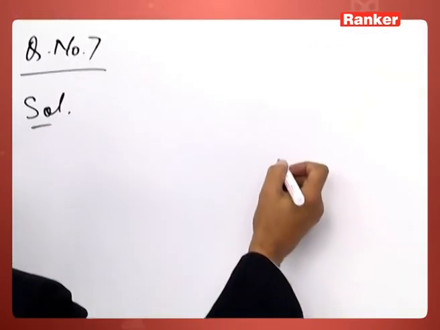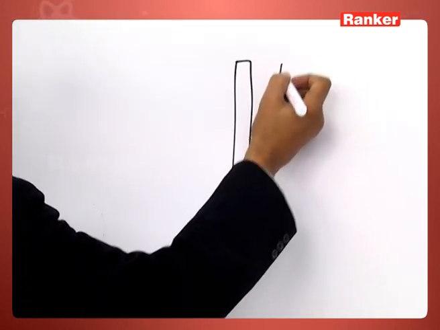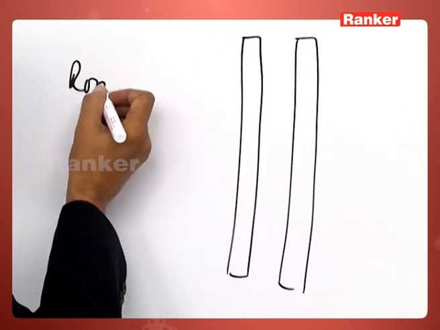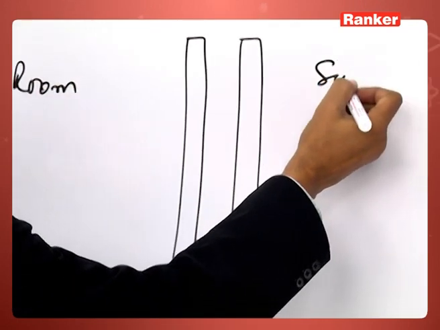So as per the given condition here, these are the two walls. This is your room and this is your surrounding.